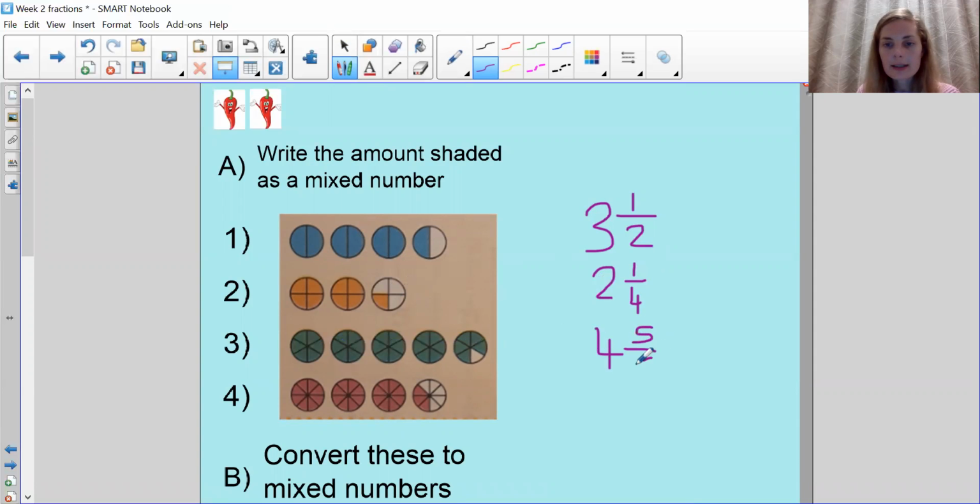So 5/6. And here I've got 3 whole pizzas, and I've got 3/8. Okay, so that was quite nice and easy.